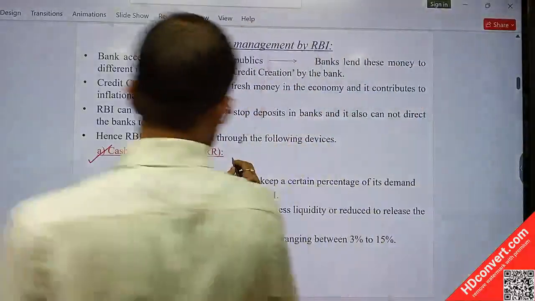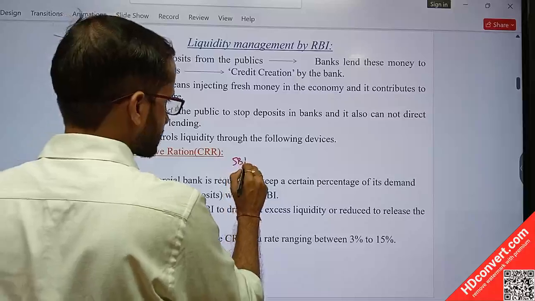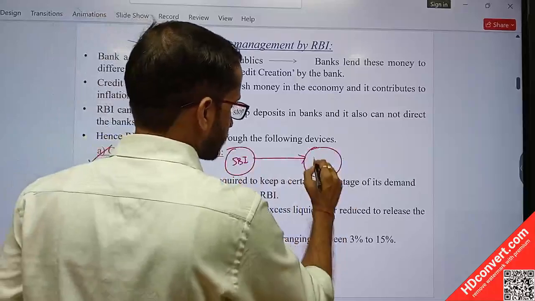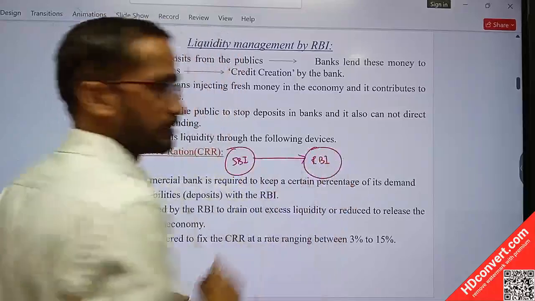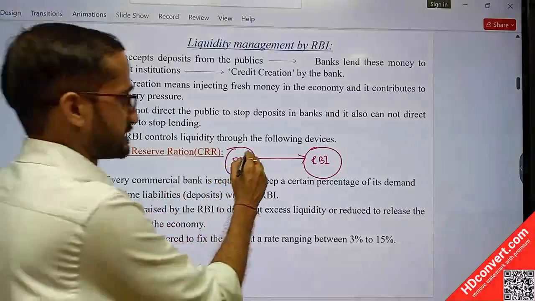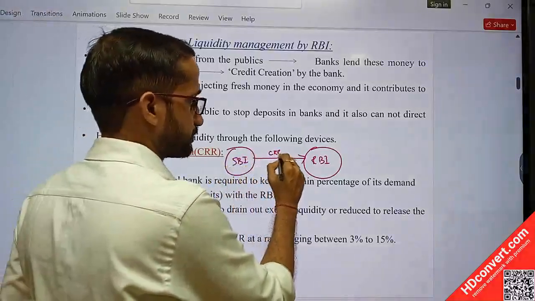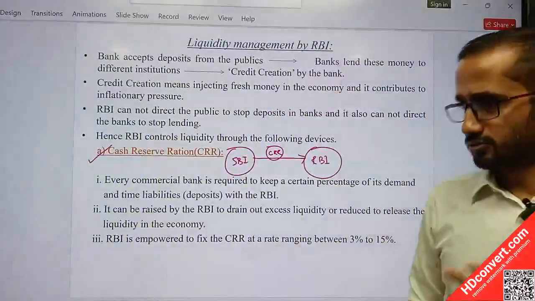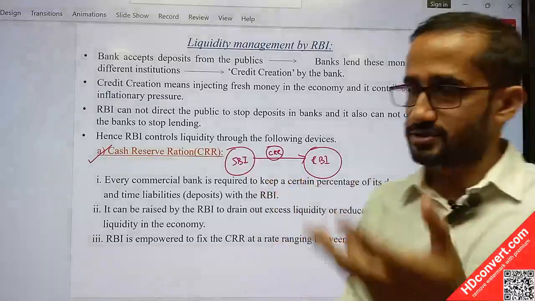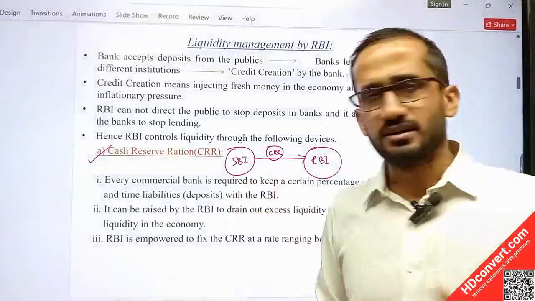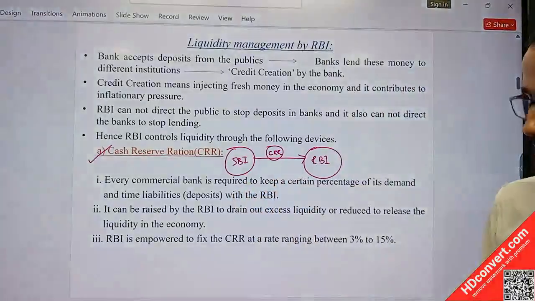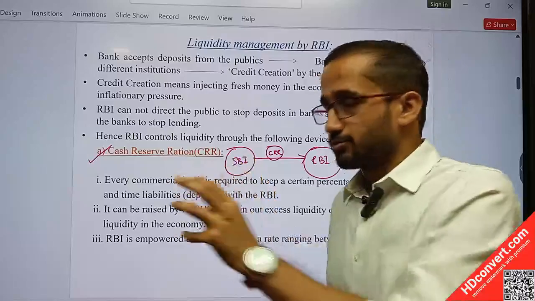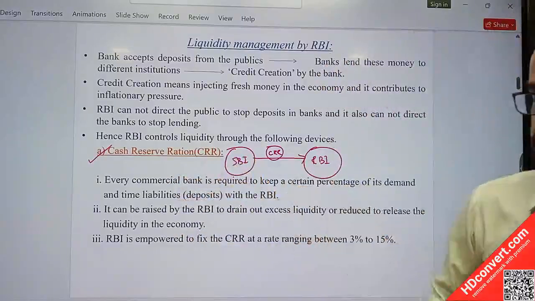Suppose this is a commercial bank, SBI. SBI is a commercial bank, so it has to maintain some amount with RBI in the form of CRR, that is, cash reserve ratio. Before giving loans of different types to its customers, any commercial bank, whether private or public, has to maintain some portion within the RBI in the form of cash reserve ratio.